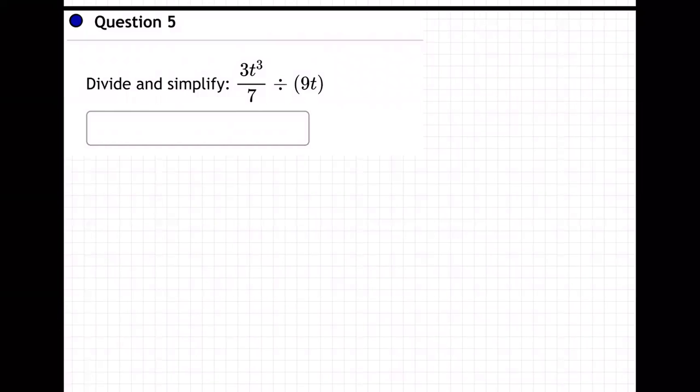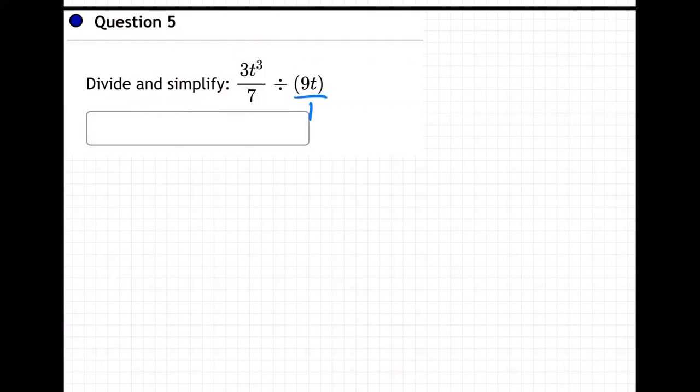Okay, so on this question, we have a fraction divided by an expression. So how do we do that? Well, basically, let's put this over 1. Whenever we have a whole number interacting with the fraction, put it over 1 just so it looks like a fraction. It hasn't changed it.